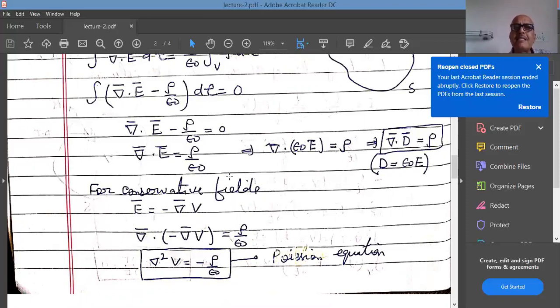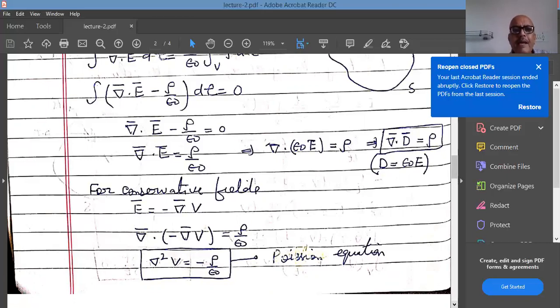If you put this in the equation here, this becomes del dot minus gradient of V equal to rho upon epsilon 0. So this becomes del square V equal to minus rho upon epsilon 0. This equation is called Poisson equation. In fact, if we want to find the potential in some region, we can solve this equation provided the value of the volume charge density is known.